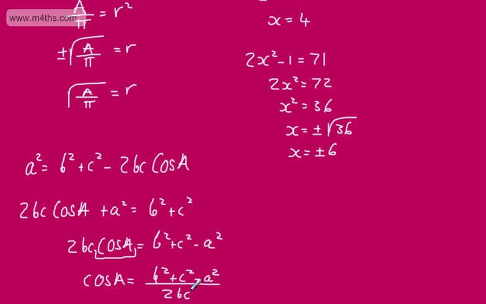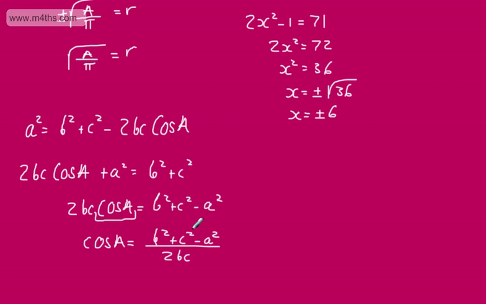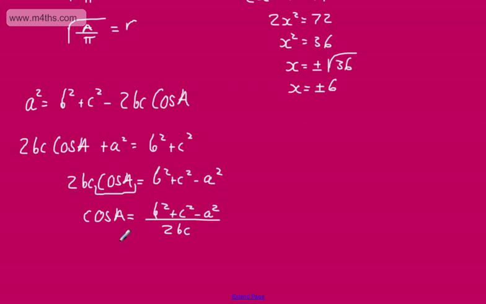So all I've done is use the order of operations, and I've reversed this such that I've expressed cos A in terms of a, b and c. And then if I wanted the angle A at this stage, we would just take the inverse cosine of both sides. We're not asked to do that, we're just simply rearranging the formula to make cos A the subject.